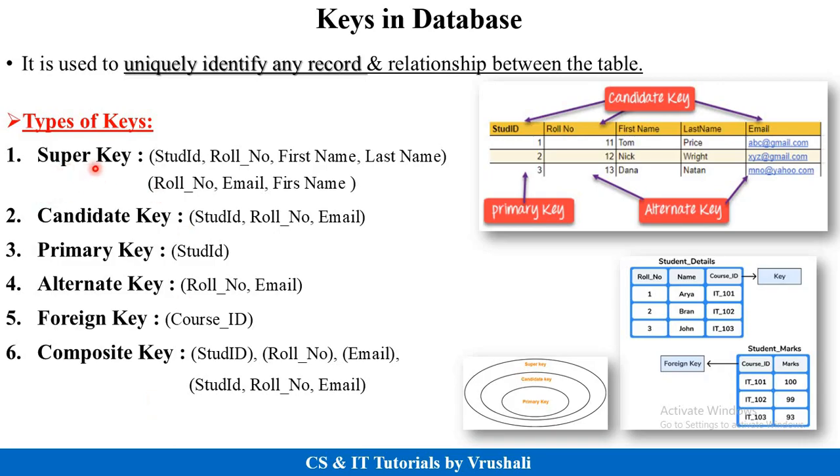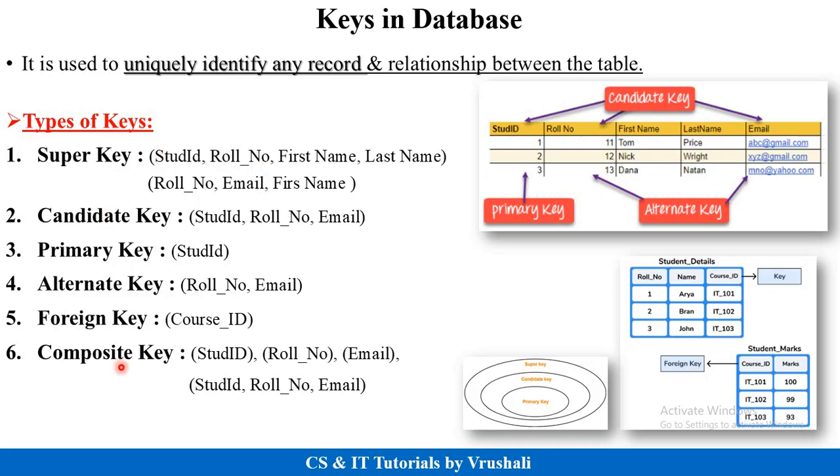Now the first one is a super key. It is a superset of all the other keys. It is a combination of two or more attributes. For example, student ID, roll number, first name and last name. By using ID and roll number, you can fetch a particular student's data because these are unique attributes. So a super key is a combination of those.